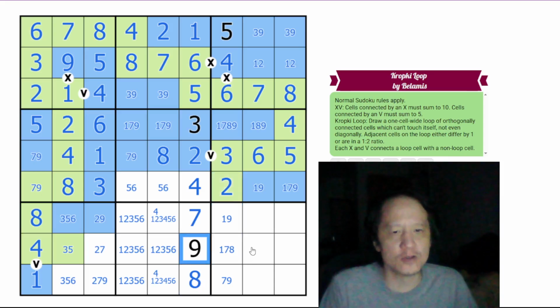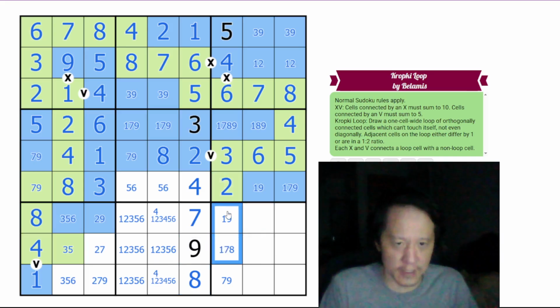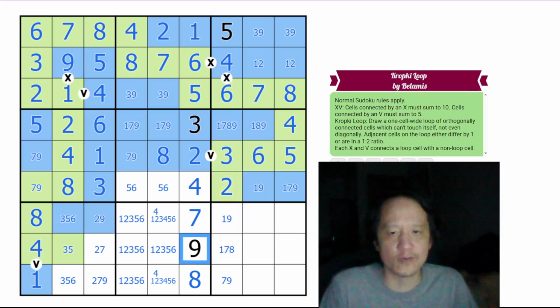Is this ever on the loop, then? If we try to make this on the loop, this would have to be 8, 9, 8. And then how does it connect? 8 is not in a 1 to 2 ratio with 1. It would have to be consecutive with 9, but 9 has no relationship to 2. So this can never be on the loop then.